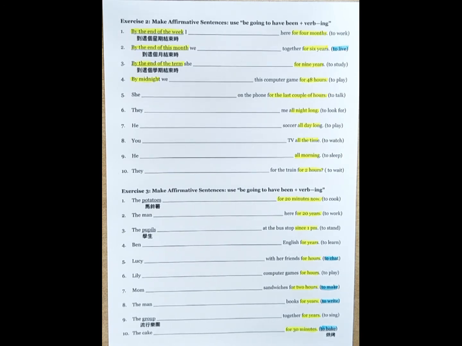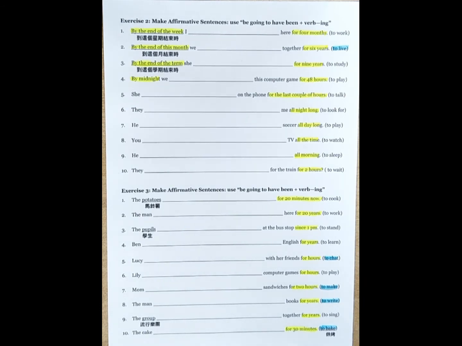3. By the end of the term, she is going to have been studying for 9 years. 4. By midnight, we are going to have been playing this computer game for 48 hours. 5. She is going to have been talking on the phone for the last couple of hours. 6. They are going to have been looking for me all night long.